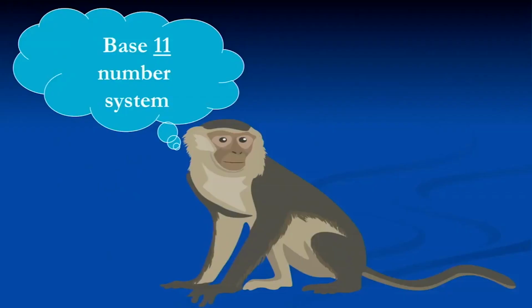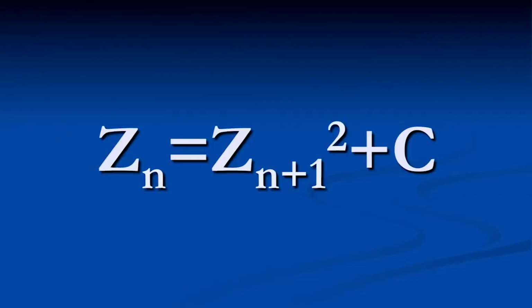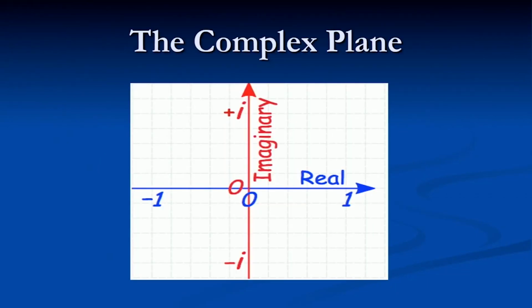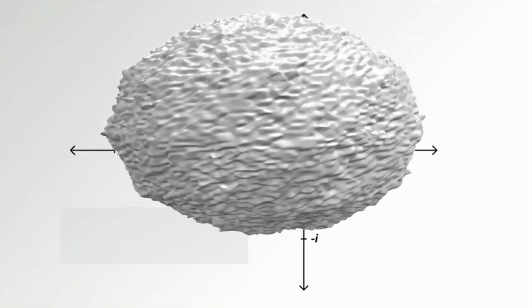The monkey now has a base 11 number system, and it turns out that if you plug a base 11 number system into the complex plane with that recursive formula, you end up with this shape. Yes. That's also not good here. So, looking at the tail, you're going to sort of.